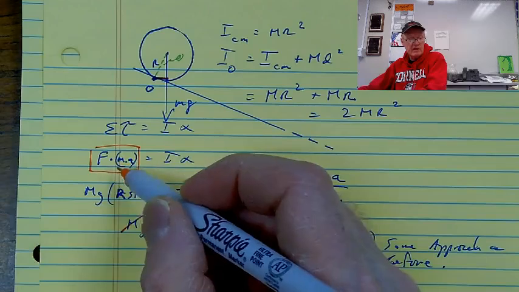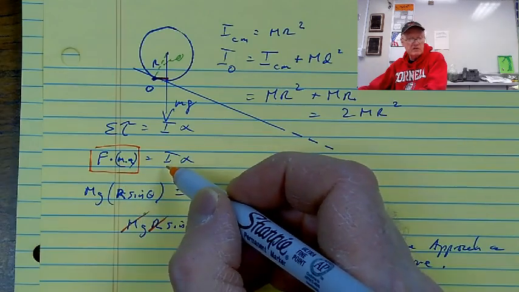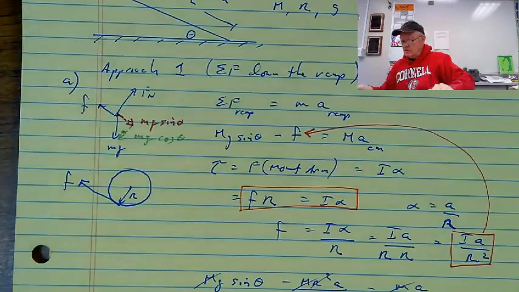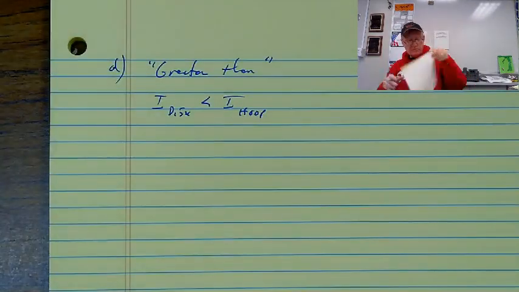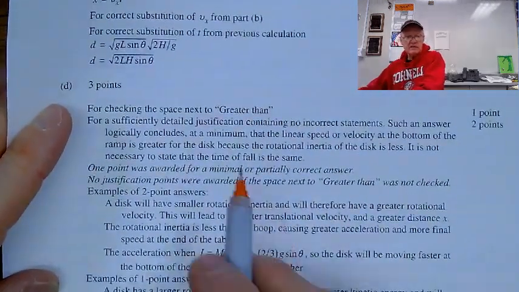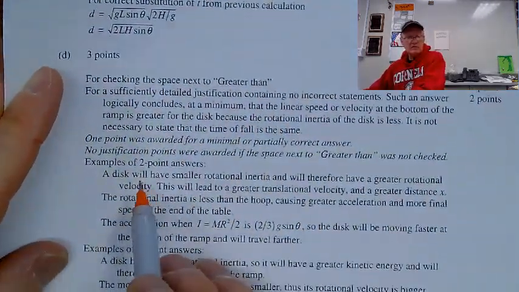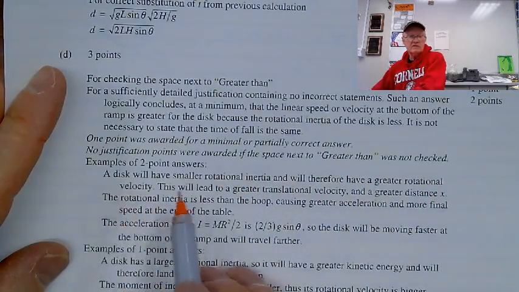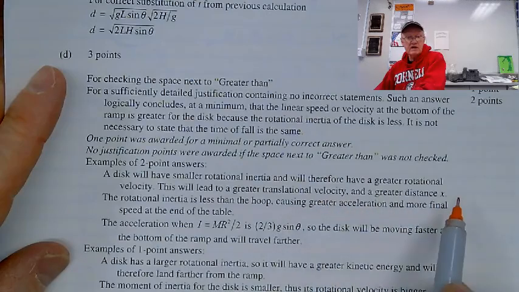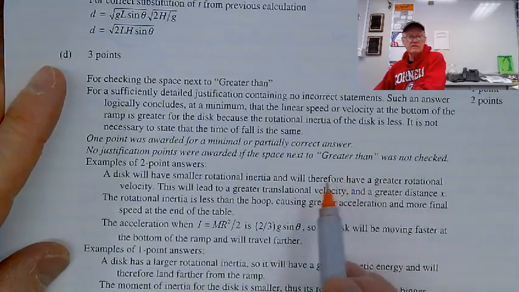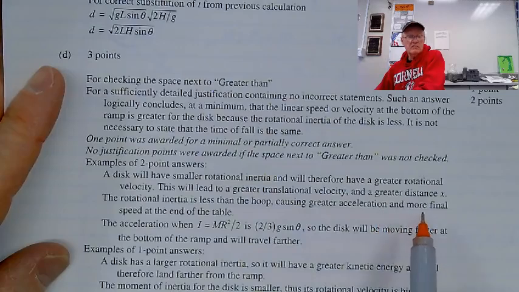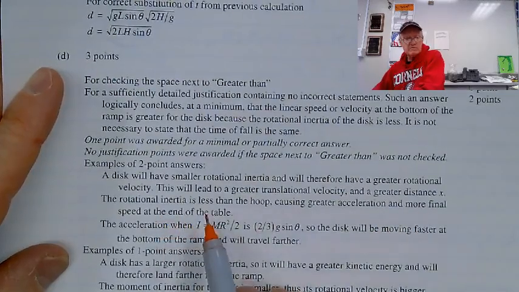So the answers given in the scoring guidelines are something like: a disk will have a smaller rotational inertia and will therefore have a greater rotational velocity. This will lead to a greater translational velocity, greater distance x. I consider that argument a little bit distant, but doable. Here's another one. The rotational inertia is less than the hoop, causing greater acceleration. That's one we just said. And more final speed at the end of the table. Okay? If it's accelerating greater, then it's going to be faster when it gets to the end of the table. Therefore, it would be going farther once it leaves the table.